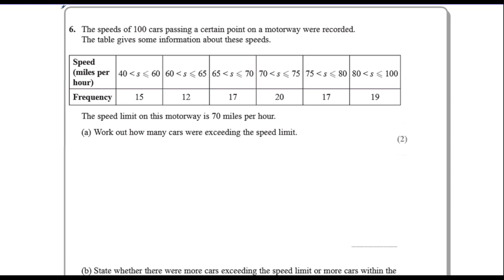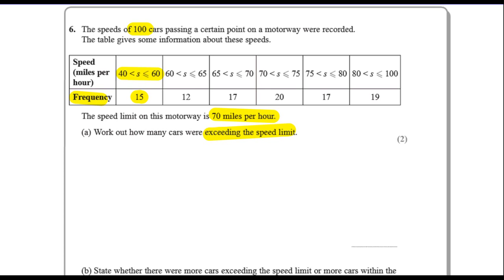The speeds of 100 cars passing a certain point on a motorway were recorded. The table gives some information of these speeds. So we're using S to mean speed here, and what we're looking at is 100 cars. So for a speed of between 40 and 60, there were 15 cars, because frequency is how many. The speed limit on the motorway is 70 miles per hour. Work out how many cars were exceeding the speed limit.